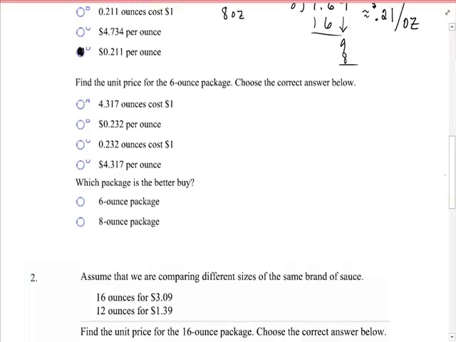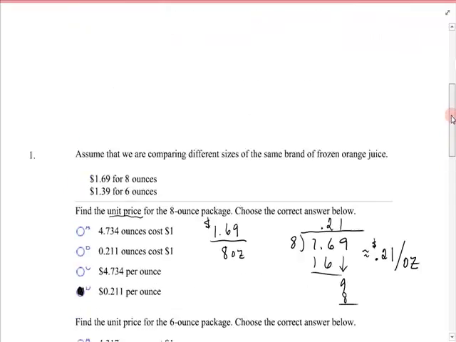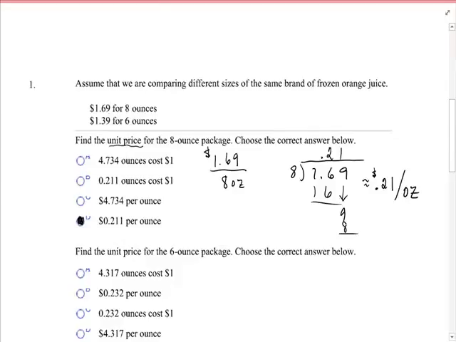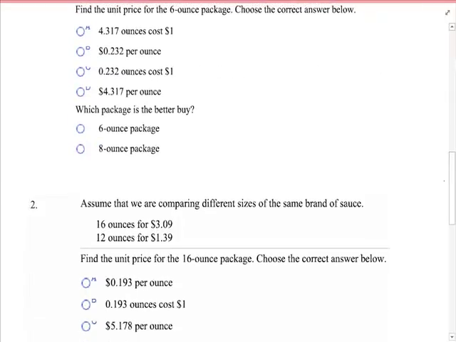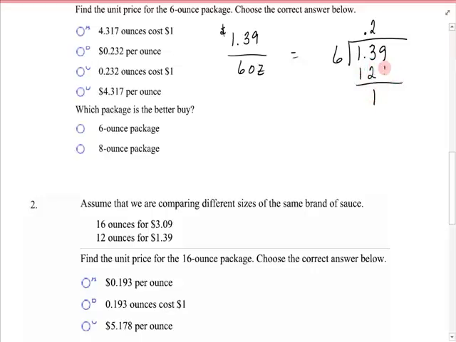Let's look at the unit cost for the next one. Back up to get the number, $1.39 for 6 ounces. So I'm going to take 139 and divide it by 6, bring my decimal up. 6 doesn't go into 1, but it goes into 13 2 times. 2 times 6 is 12. Subtract 1, bring down the 9. Goes in there 3 times. That's 18.